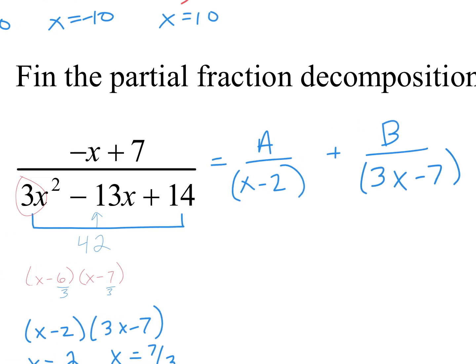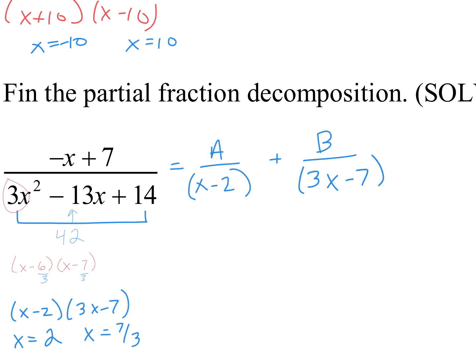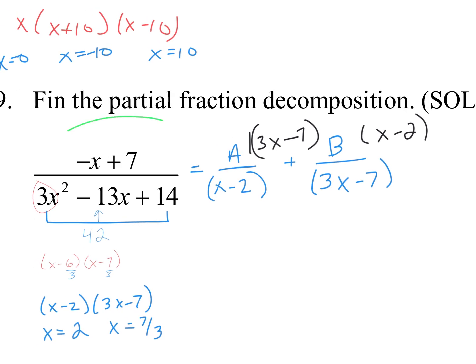Now, before I can say negative x plus 7 on the left side equals the stuff on the right, I have to make equivalent fractions. So I look at my A. My A has an x minus 2. What does it need? The 3x minus 7. My B has the 3x minus 7. What is it missing? X minus 2. Now you can say that the left-hand side is equivalent to the right, and you can solve.